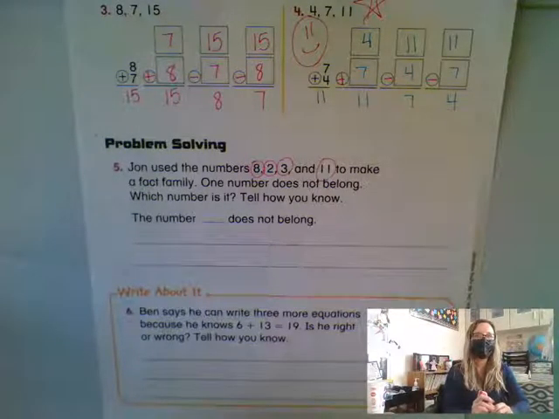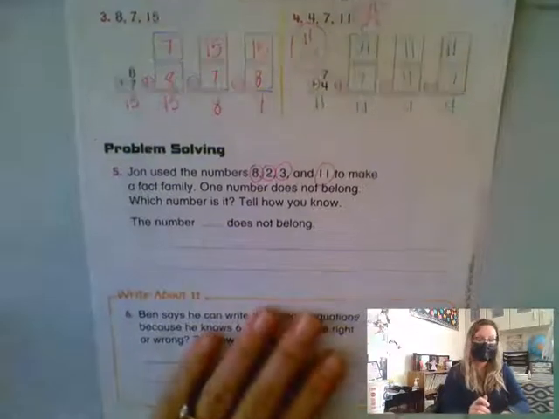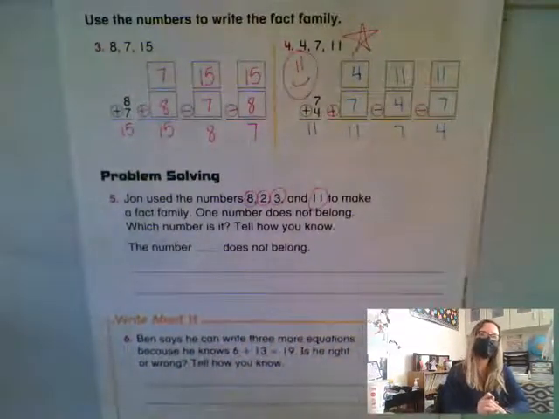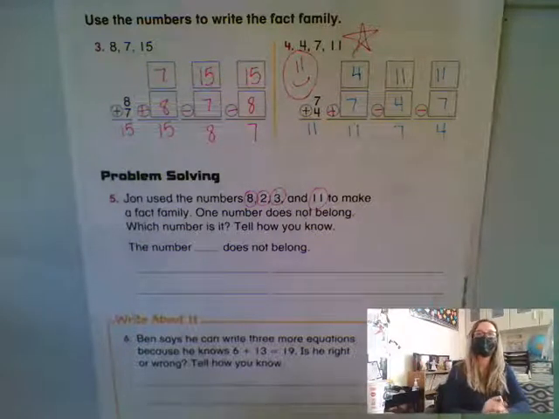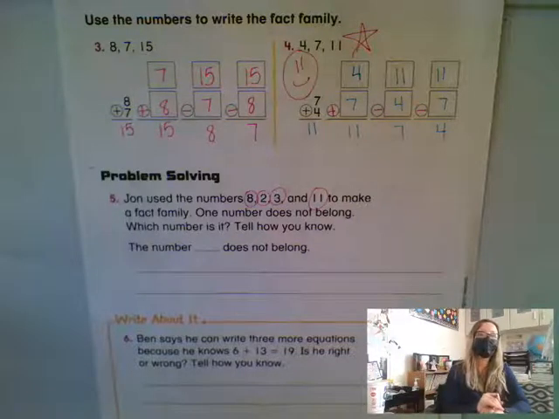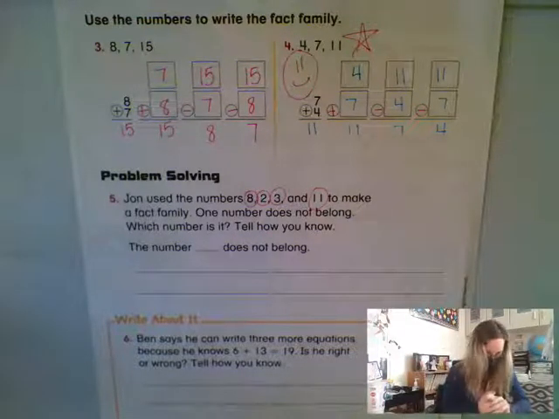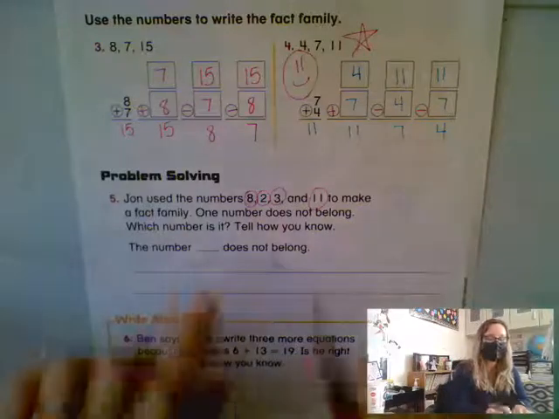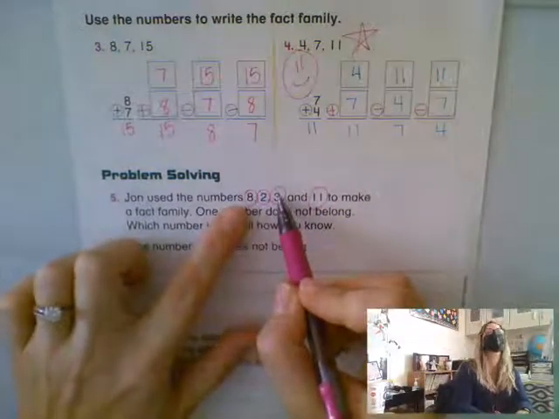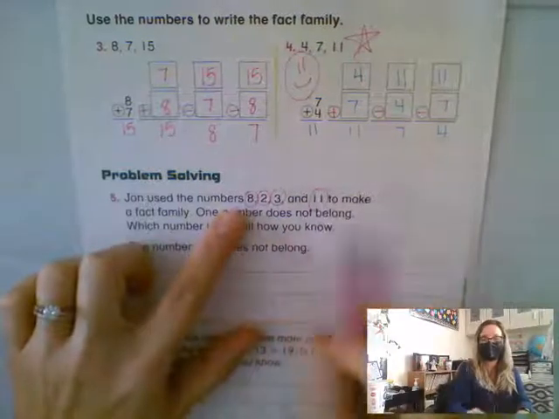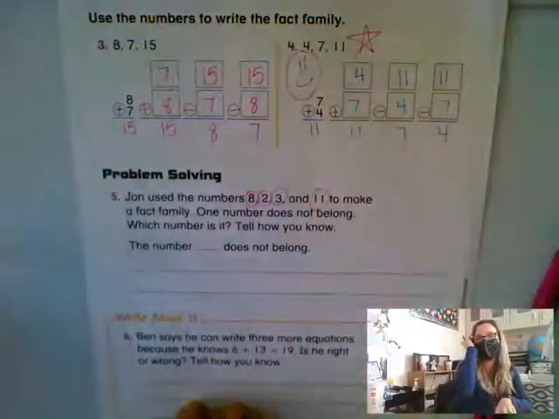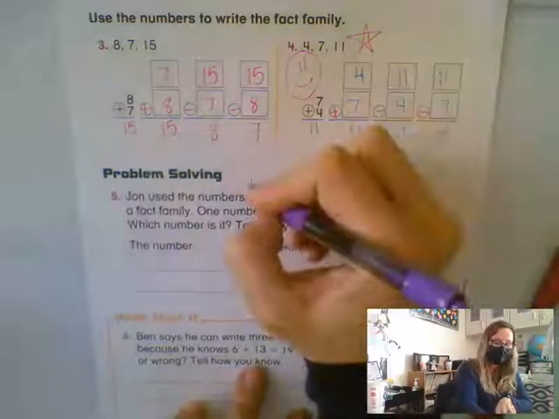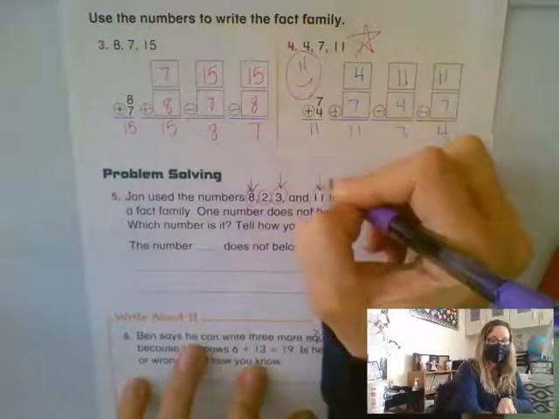Help her out, Connor. 3. He says 3. Why would it be 3? He means 2. So he knows that 8 plus 3 equals 11. Yes. But 8 plus 2 equals 10. Right. So 8 plus 2 equals 10. So the 2 can't work. So 8 plus 3 is 11.